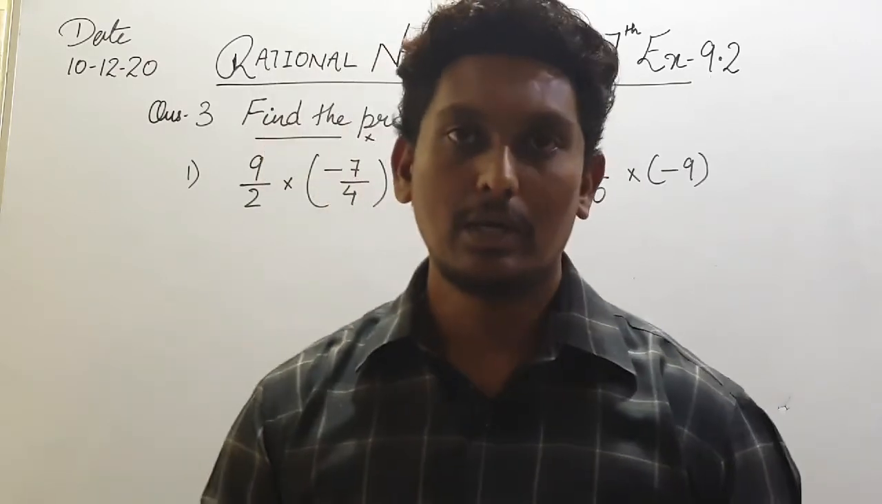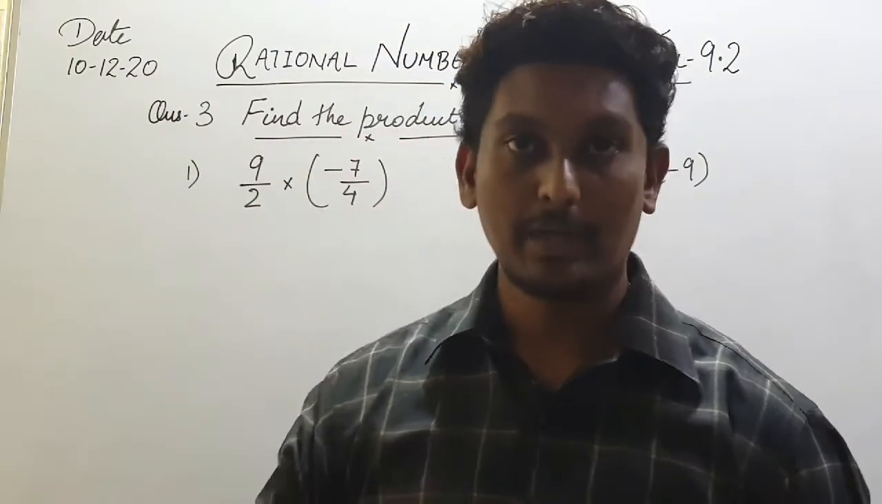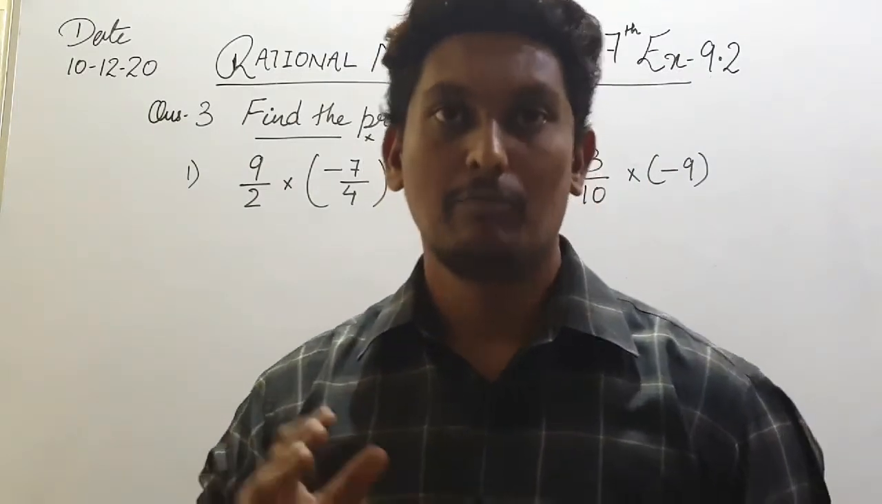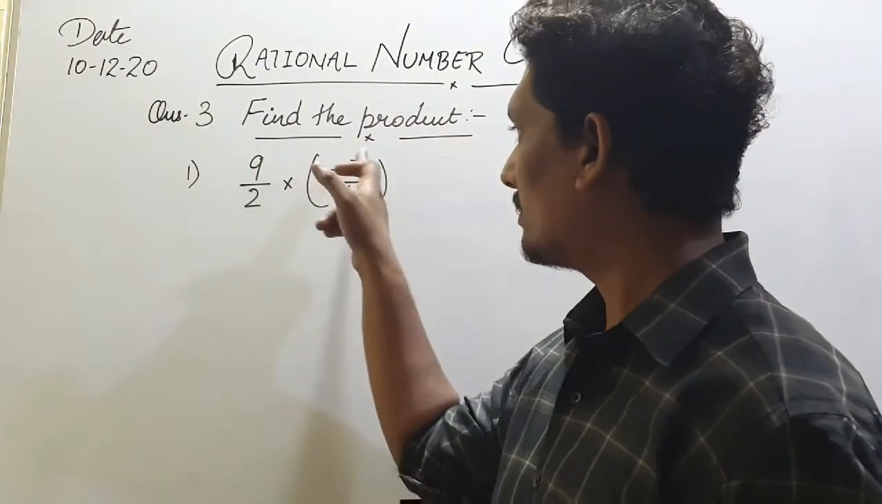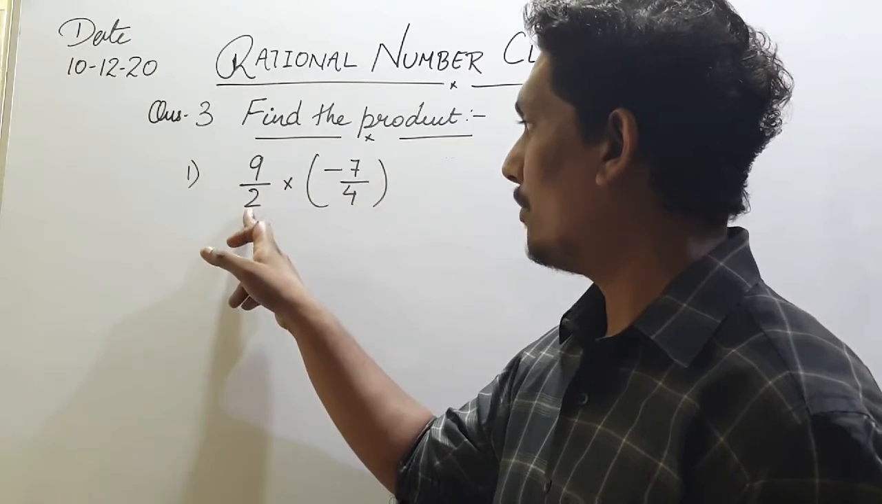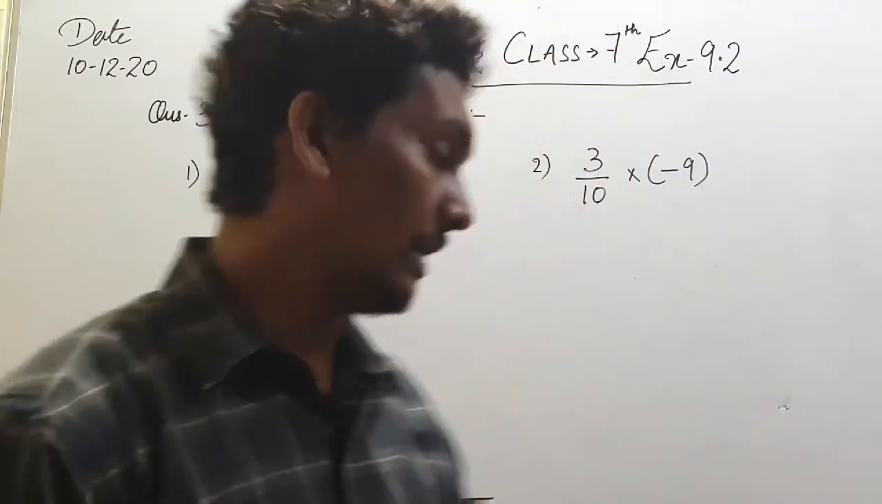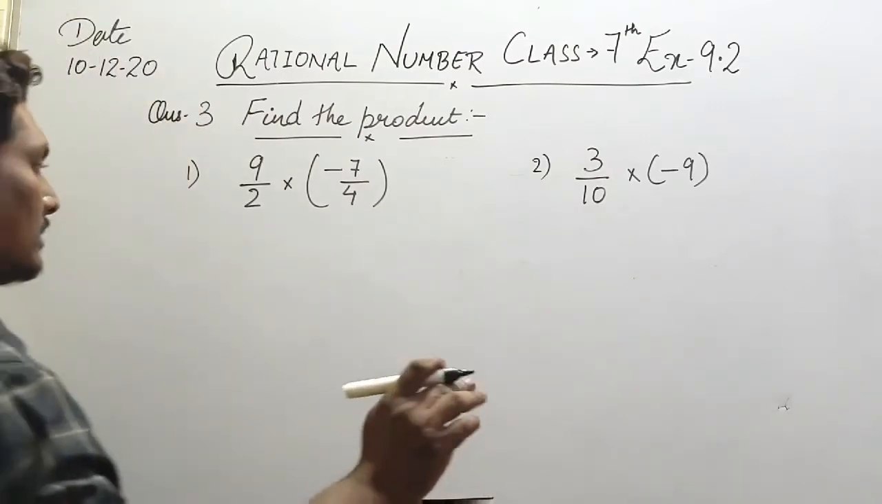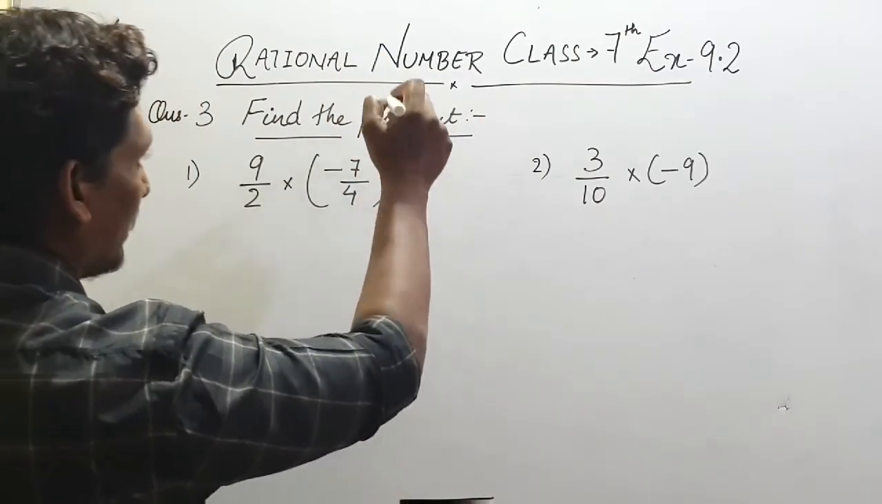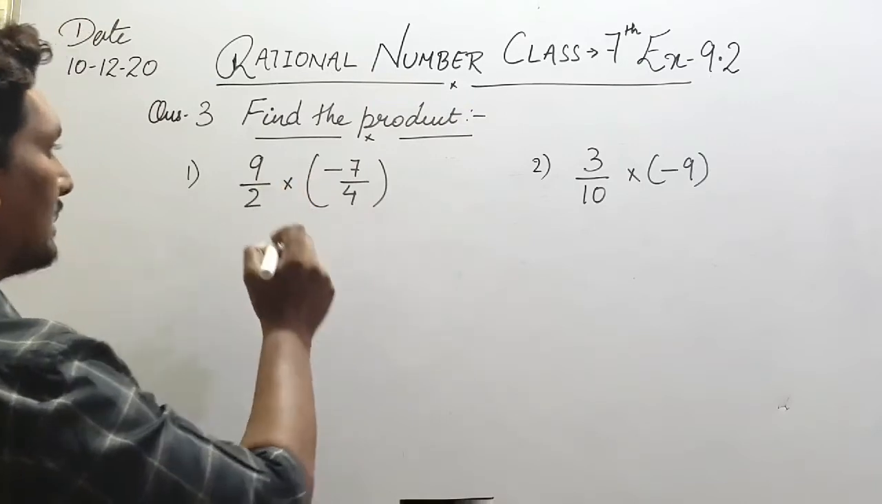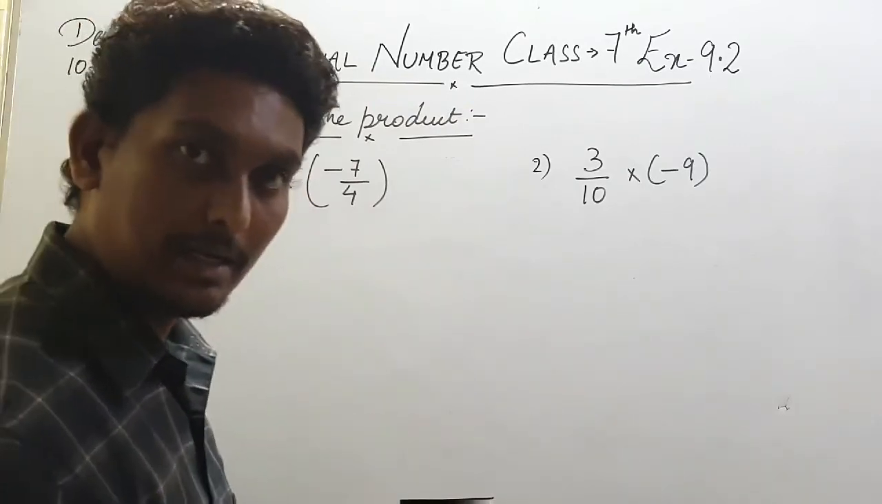Okay, so here the question is in multiplication. We have to multiply directly. We have to multiply this numerator with this numerator and this denominator with this denominator. Okay, nothing else we have to do. No need to find LCM. Okay, nothing we have to do in this. So the question is to find the product. So for the product, just multiply the numbers directly.